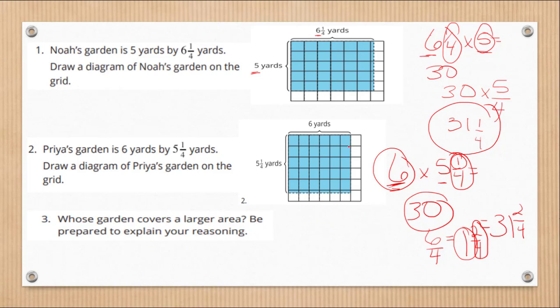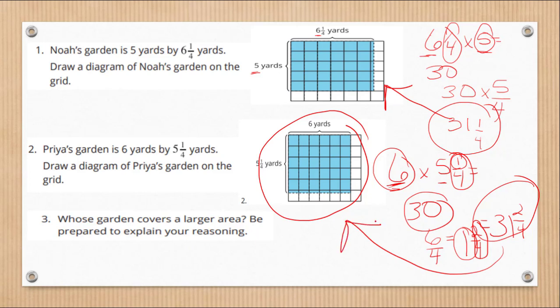Well, our second one would cover a larger area because our first one was 31 1/4. Our second one is 31 2/4. So on our second one, we would have 2/4. First one has 1/4, so our second one is a fourth bigger.